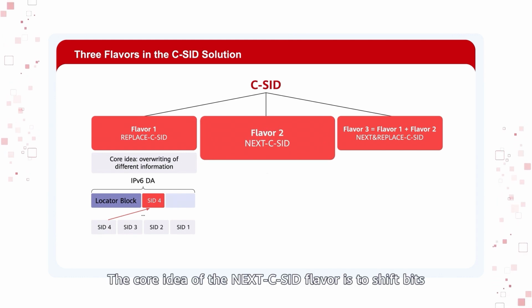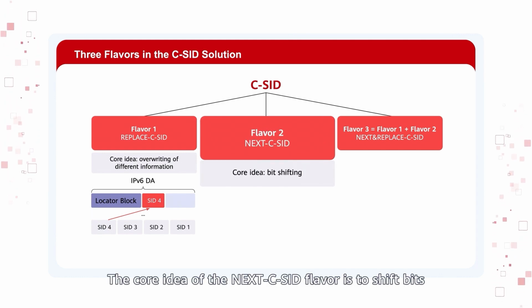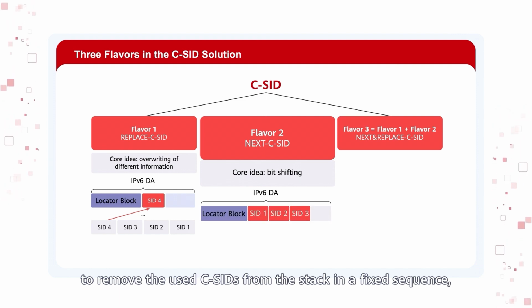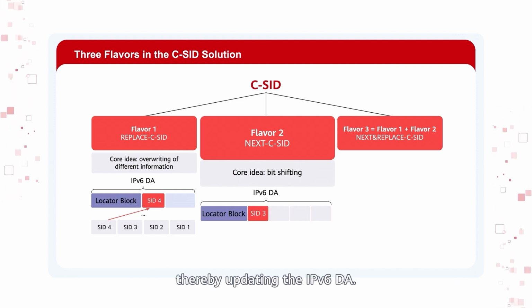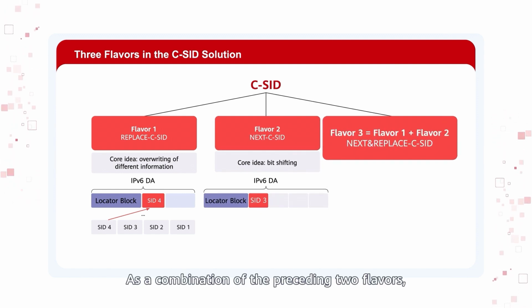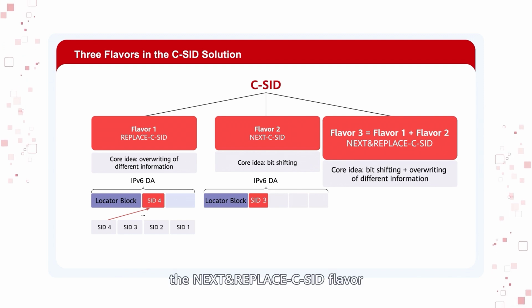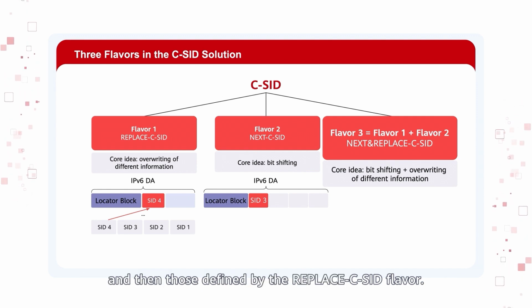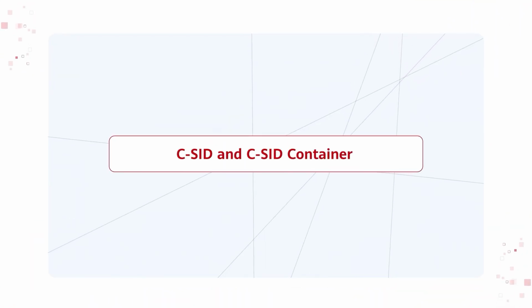The core idea of the next C-SID flavor is to shift bits to remove the used C-SIDs from the stack in a fixed sequence, thereby updating the IPv6 DA. As a combination of the preceding two flavors, the next and replace C-SID flavor first implements the actions defined by the next C-SID flavor and then those defined by the replace C-SID flavor. The C-SID solution adds two key concepts.